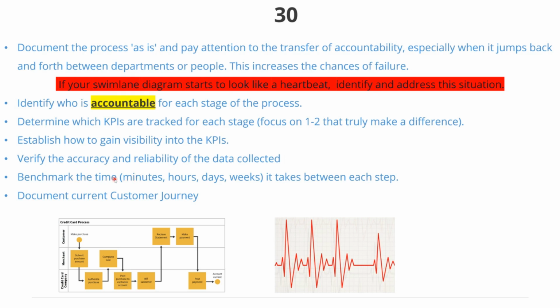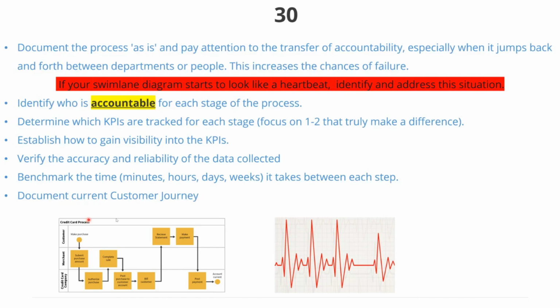Now, benchmark the time for each step. So if a customer called, 1 minute on hold. It takes on average, let's say, 15 minutes to discuss what the customer requires, 10 minutes to dispatch, etc. Document each step, the time, and we'll discuss later why. And document the current customer journey.